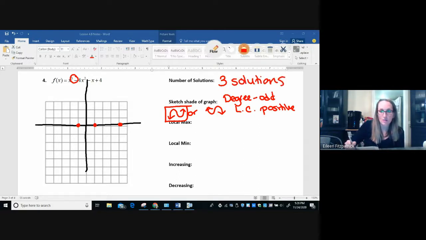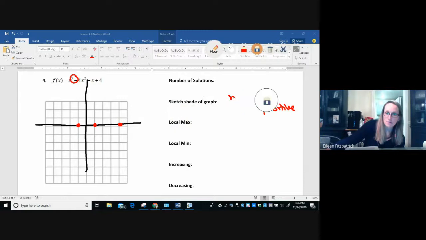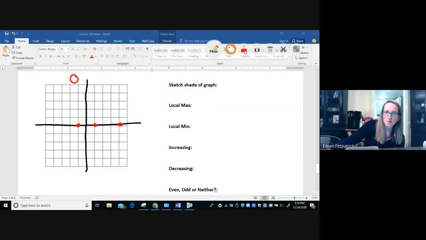I'm going to scroll back down. So I'm going to trace that. All right, so we said that one arm was up and one arm was down. We also said when we looked at the factored form that we're passing through each of them. So pass through, pass through, pass through.